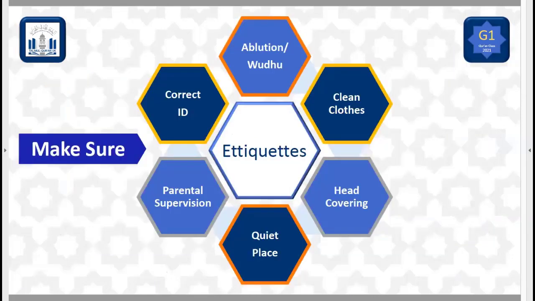Okay, I'm quickly going to go through our etiquettes today. I hope you've all done your wudu, you're wearing clean clothes and your head is covered with a scarf or a topi, a hat, and you're sitting in a quiet place. You are signed in with the correct ID and a grown-up is present with you. That would be great. Just about the correct IDs, I would like to mention here that we might not be letting students in if they are signed in with the incorrect ID.